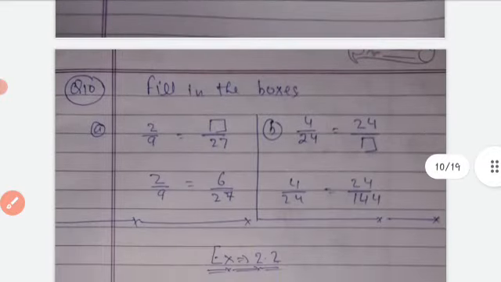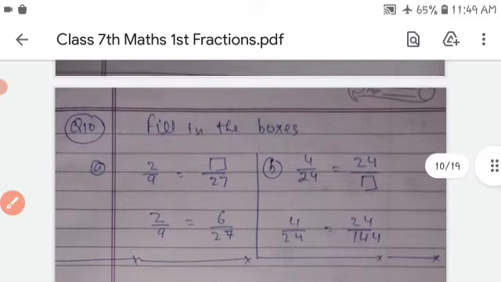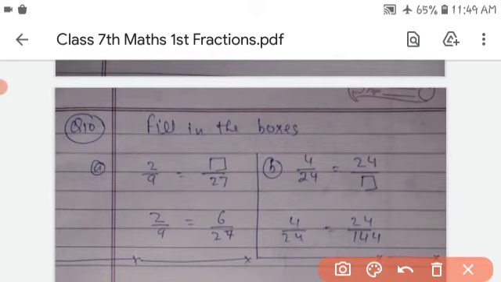Question number 10. Fill in the blanks. 2 by 9, now the blank here. 9 times 3 is 27. So 2 times 3 is 6. Write down here the number 6. Now 4 times 6 is 24. Now 24 times 6 is 144.